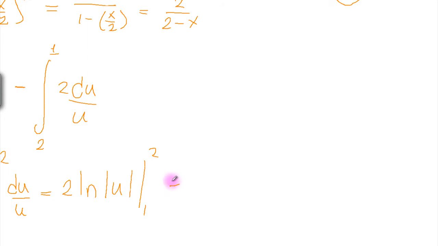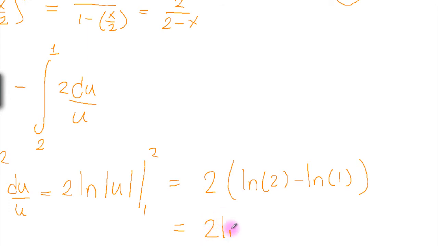Which is just equal to 2 log of 2 minus log of 1. Now log of 1 is 0, so this is just 2 log of 2. By properties of logarithm, we can put 2 as an exponent, and this is just log of 4.